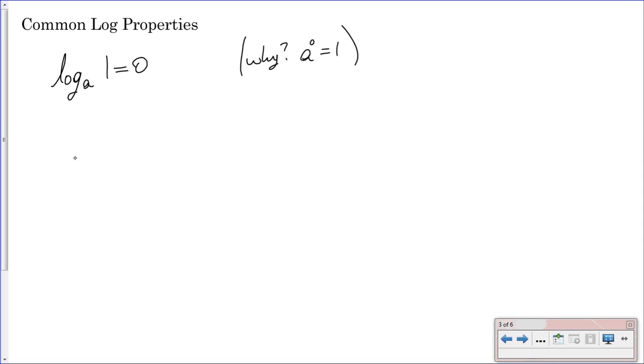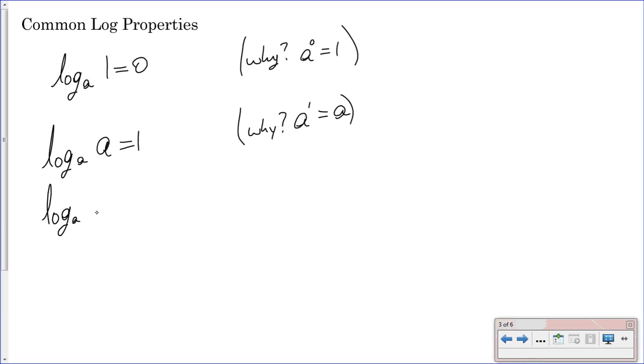Second property, log base A of A equals 1. How do we know that? Well, A raised to the first power is just A. Okay? Anything raised to the first power is just what you started with. Nothing's going to change. Now, log base A of A raised to the x is going to equal x. Okay? And this is called your cancel rule.